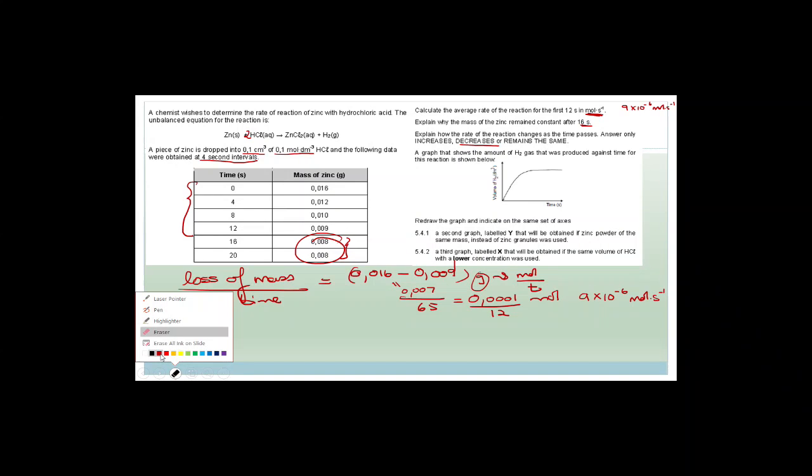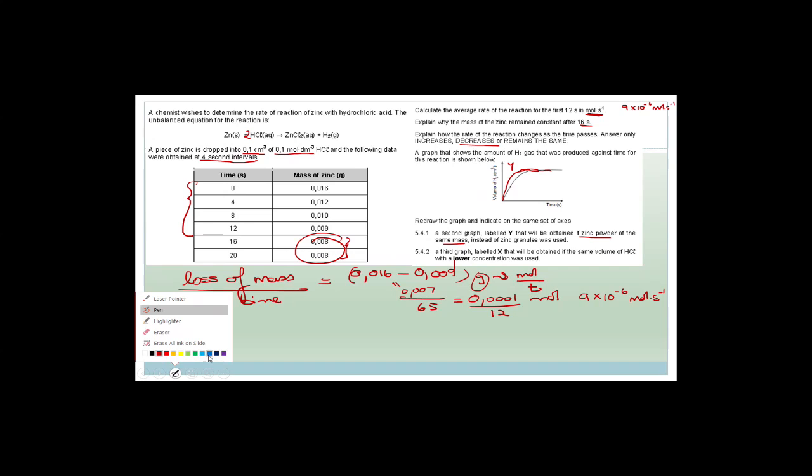Now it says, a graph that shows the amount of hydrogen gas produced against time for this reaction is shown. It says, redraw the graph and indicate on the same set of axes a second graph labeled Y that would be obtained if zinc powder of the same mass, instead of zinc granules, were used. Okay, so let's think about this. Zinc powder is going to give you a greater rate of reaction, so it's going to happen faster, but the overall volume is going to be the same for the simple reason that we are using the same mass. So this reaction, which is going to be Y, is going to go up faster, but then it's going to be parallel, equal. Sorry. And this is why you use pencils to draw your graphs. It's going to be faster, but then it's going to be the same. That's supposed to be the same. So that there is why.